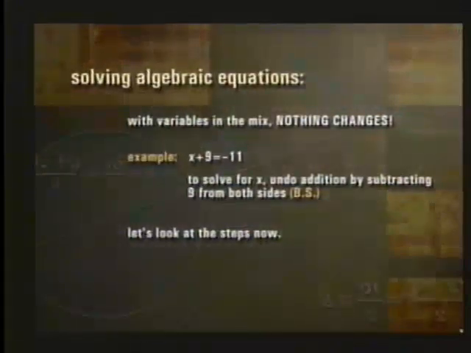And our first example, with variables in the mix, nothing changes. All right, an example: x plus 9 equals negative 11. To solve for x, undo addition by subtracting 9 from both sides. BS. So let's look at the steps now.